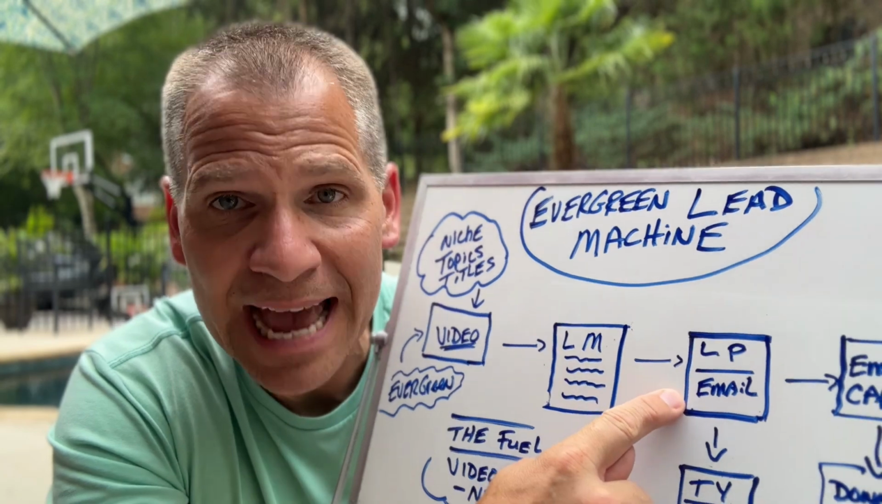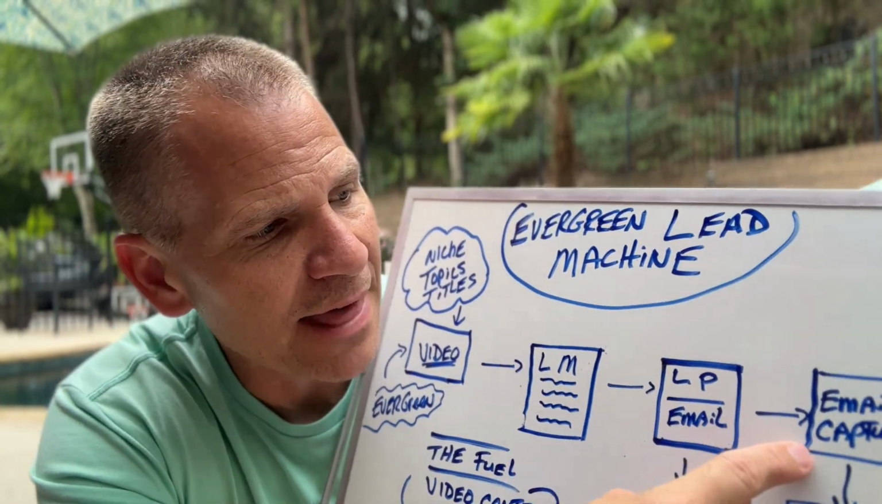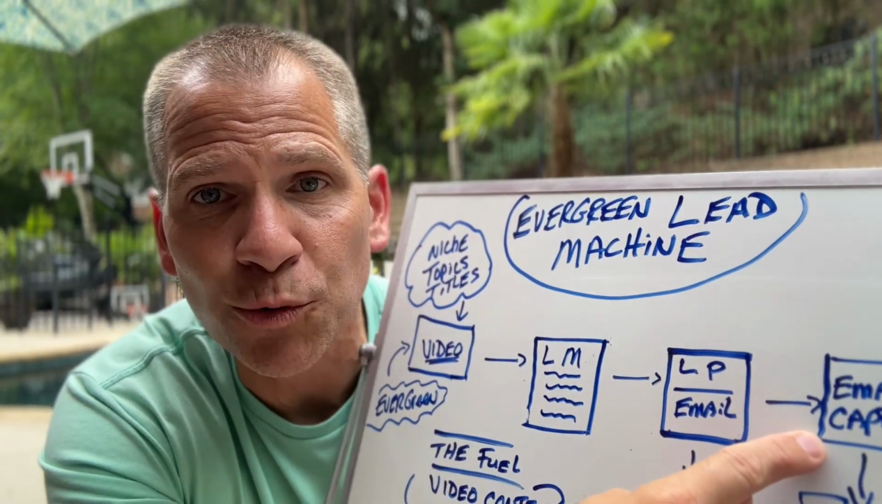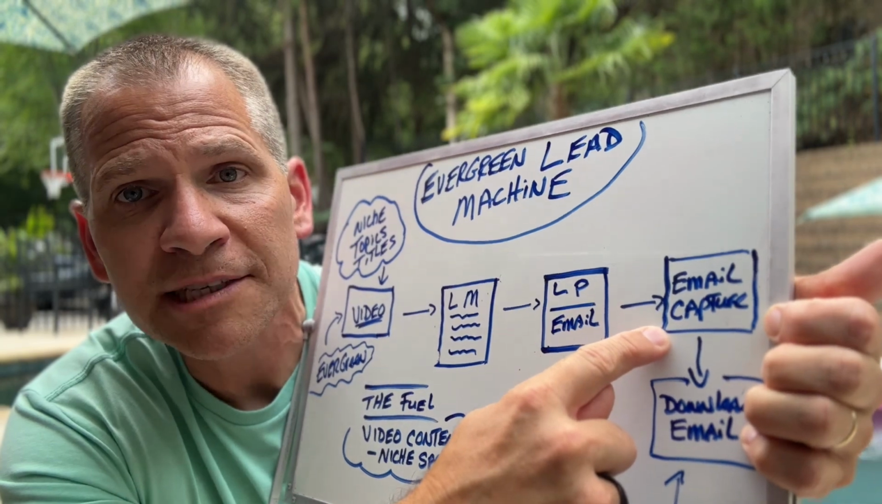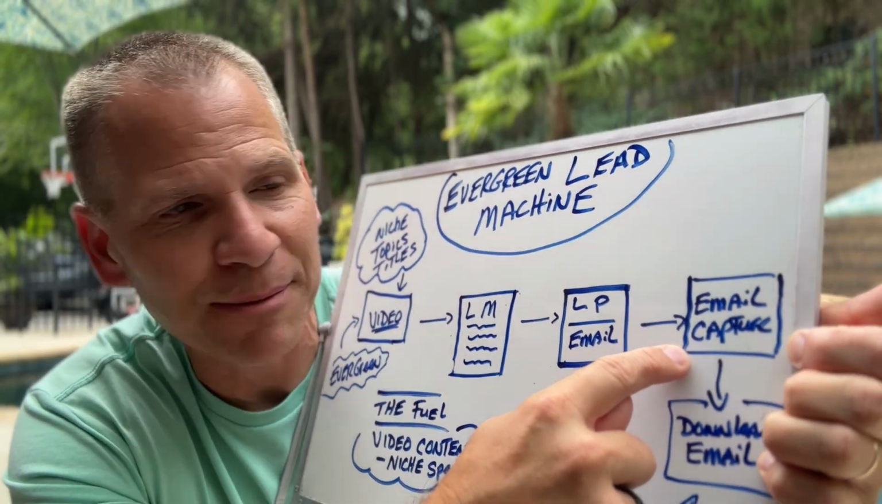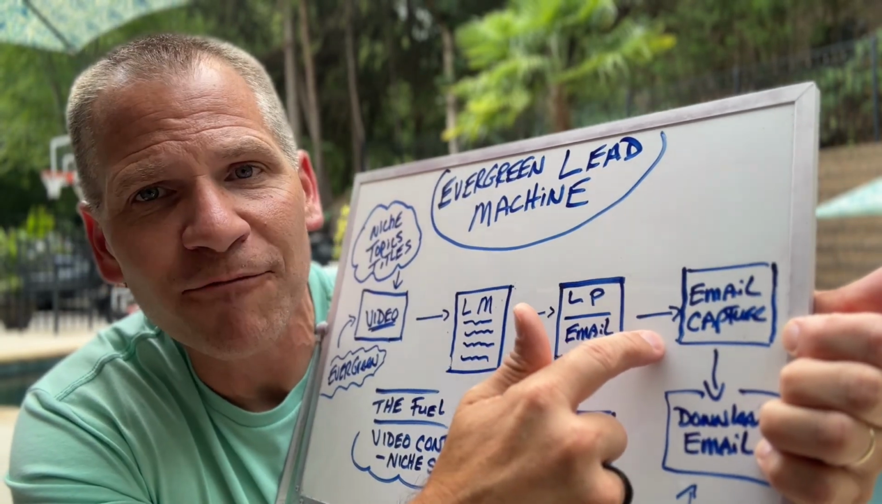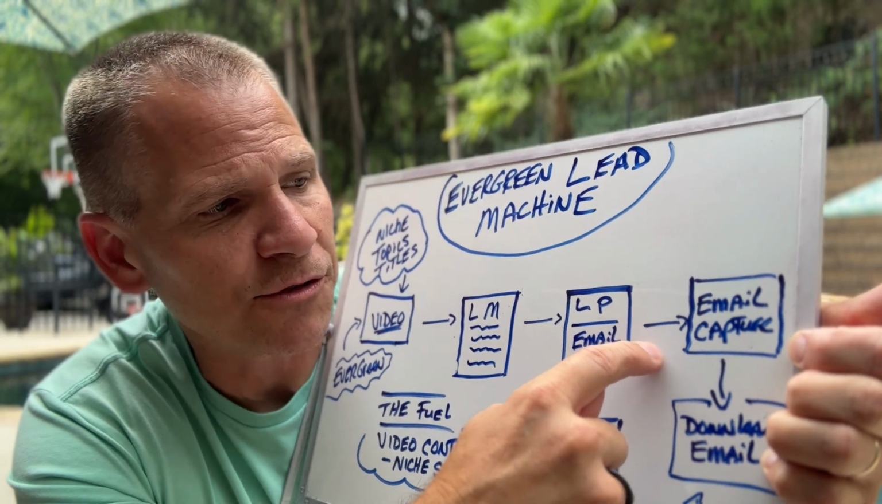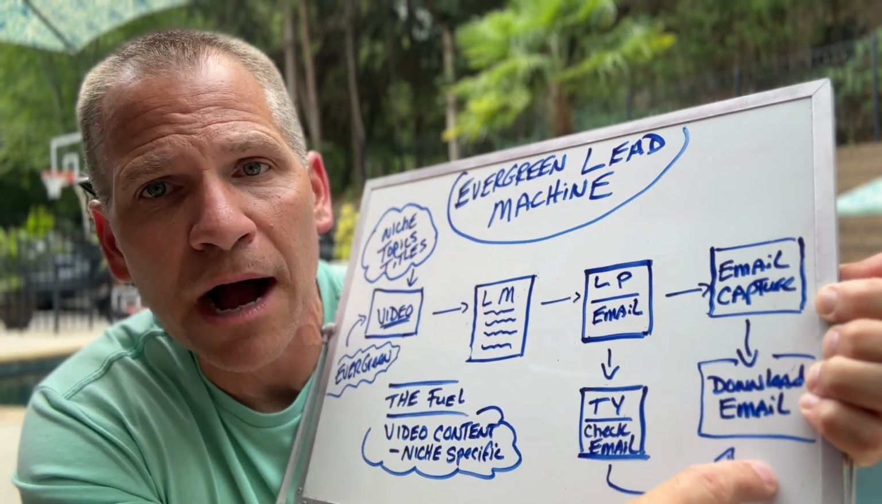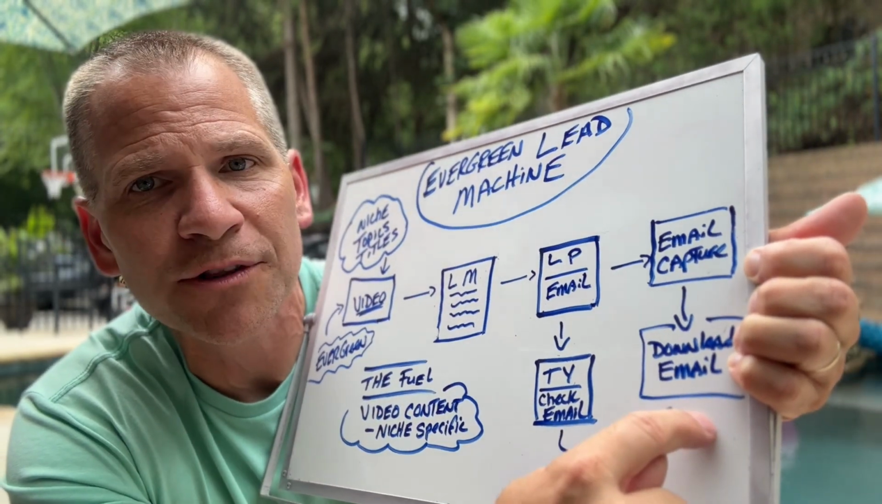So now we have a place to capture the email. All right. And then here on the email capture, that's where it's going to go into our CRM, or we use Kajabi. So basically the email platform that you're going to use to send emails. And then we're going to have an email that goes out immediately that's going to deliver the download.